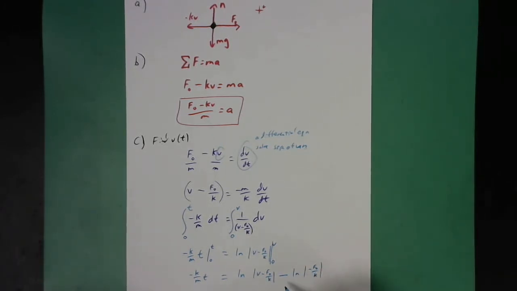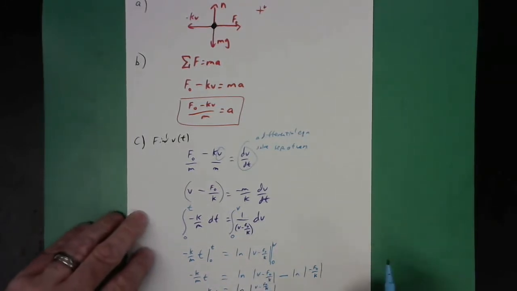Now that I've done that, I've got two logarithms with the same base. This is base e, the natural log. When you have a subtraction of two logarithms with the same base, you can turn it into a division. It's this property of logarithms. So this will be the natural log of v minus f naught over k, and I'm subtracting this, so this will be in the denominator, minus f naught over k. And this equals negative k over m t.